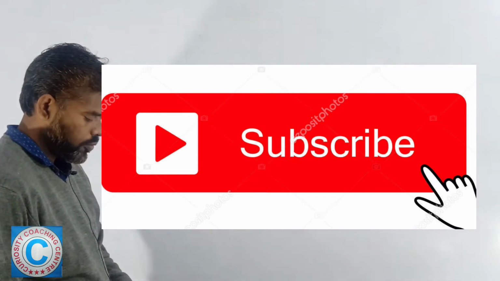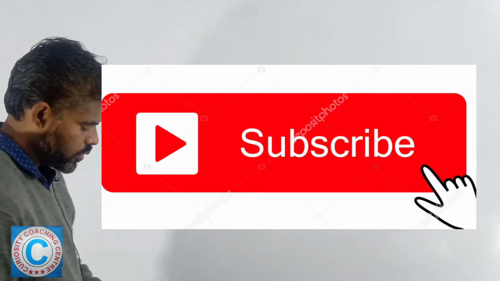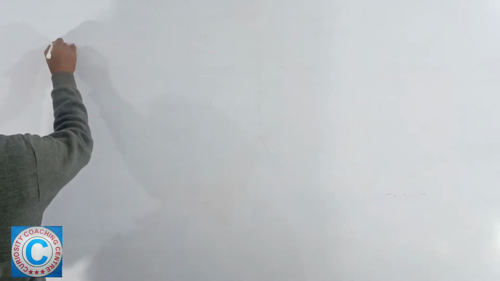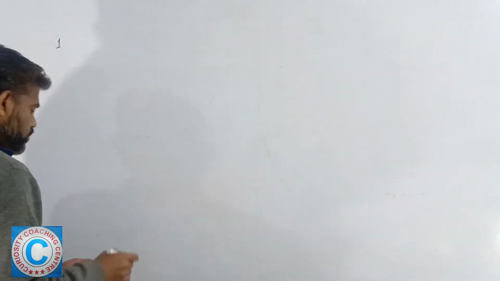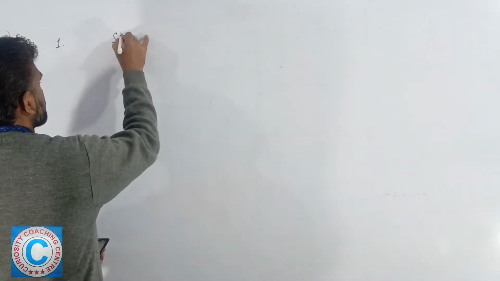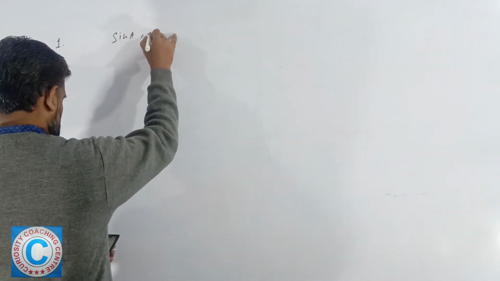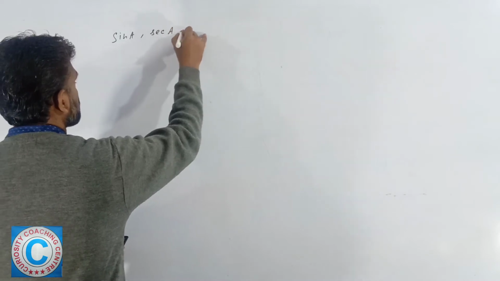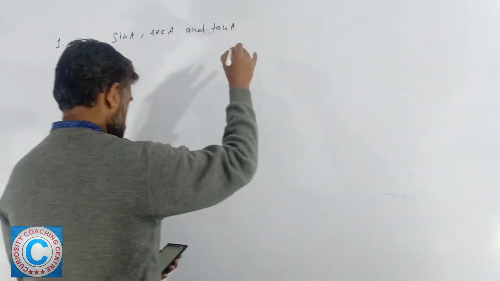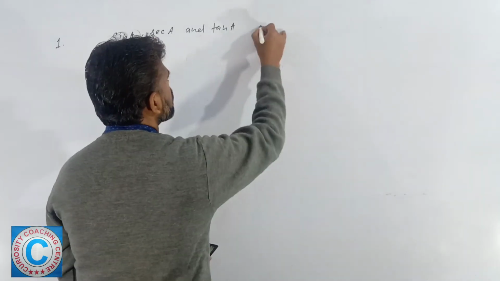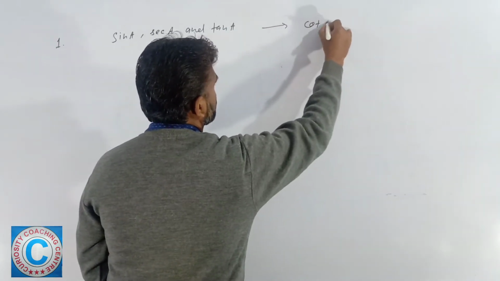Exercise 8.4, question number 1. Express the trigonometric ratios sin A, sec A and tan A in terms of cot A.